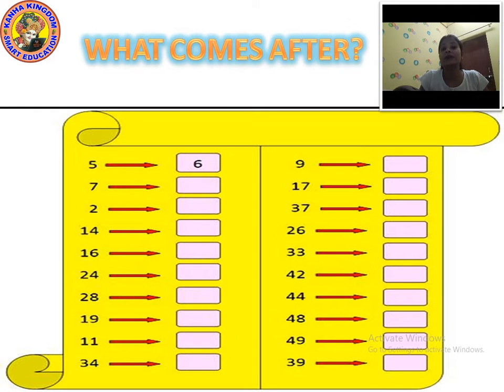Now the next number is 17. To find out what comes after 17, what we have to do? We have to count from 11. 11, 12, 13, 14, 15, 16, 17 and 18. Okay, 18.